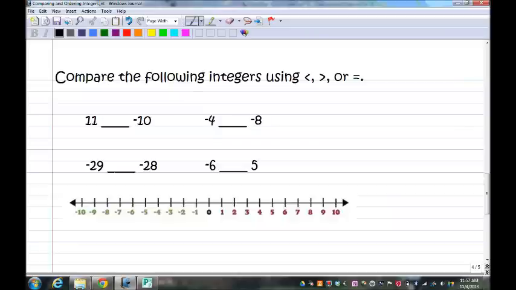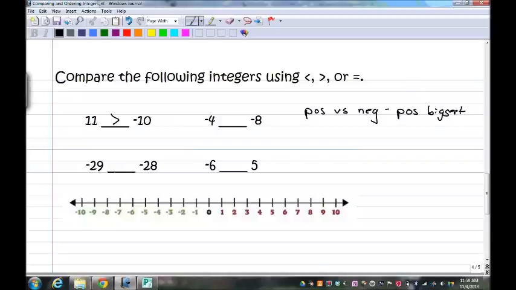Now, I put a number line down here because some people like a number line. But here, look at the first problem. We have 11 and negative 10. Well, what you should know right away is that when you have a positive number versus a negative number, the positive is always bigger. The positive is the biggest. That's really easy. So this one, remember the alligator eats the bigger number.